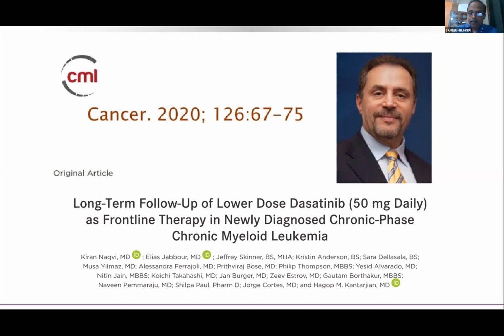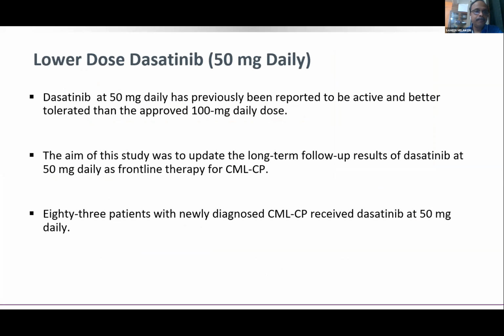Now, if you want to ask me what is my practice-changing study, at least personally, I would say it is this one. This has changed my practice. And this is from MD Anderson. It was published in February or March of this year in Cancer: long-term follow-up of lower dose dasatinib 50 milligram once daily as frontline therapy for chronic phase CML.